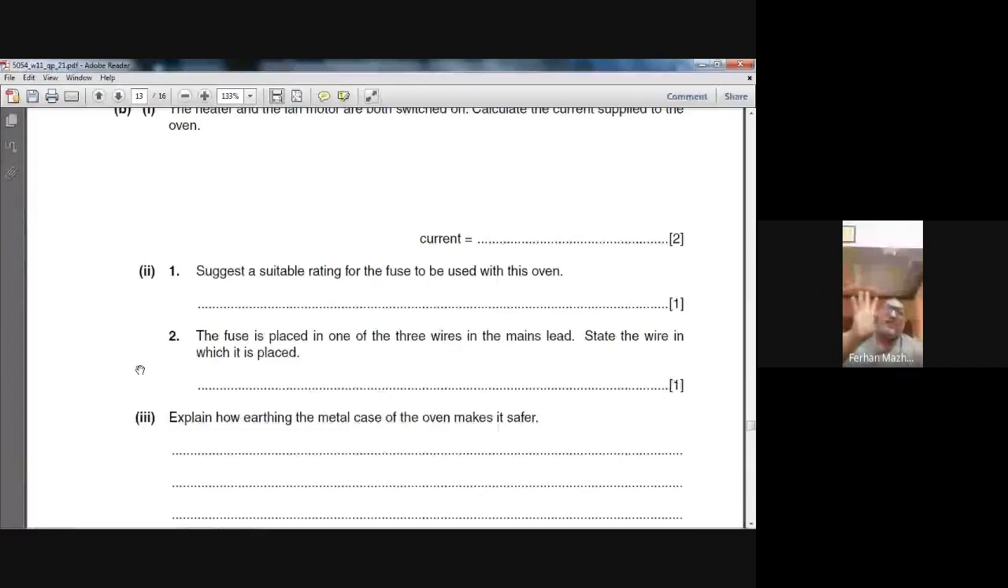From the mains we have three wires: the live wire, the neutral wire, and the ground wire or earth wire. The fuse is always placed in the live wire. Don't forget this. The fuse is always installed in the live wire. Okay, now let's move to the next question.